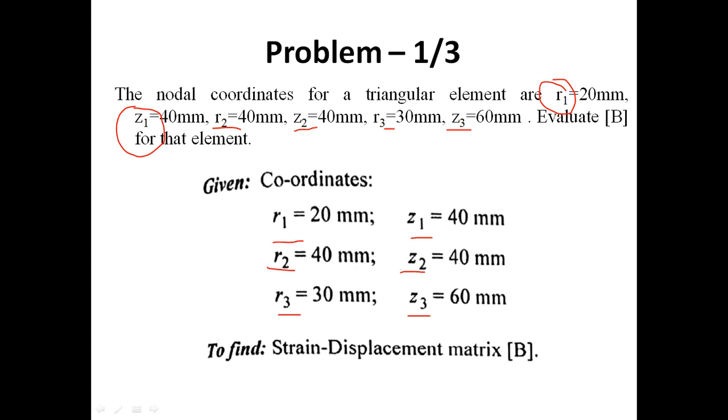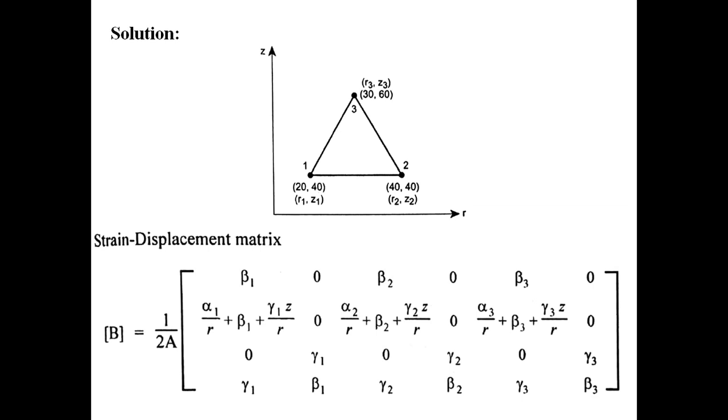So in this problem, what is the question? We have to find out the B matrix. Here they didn't describe what the B matrix is. That means the strain displacement relationship matrix. Already they have given R1 Z1, R2 Z2, all the coordinates. From that we are going to find the value of the B matrix. Initially we have to plot the given coordinates as a picture. Then we have to write the B matrix formula.